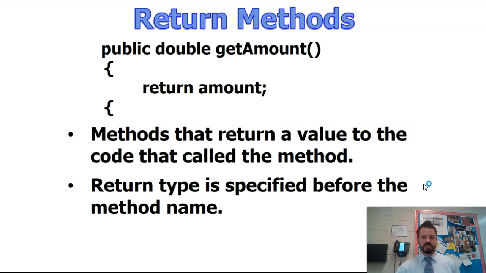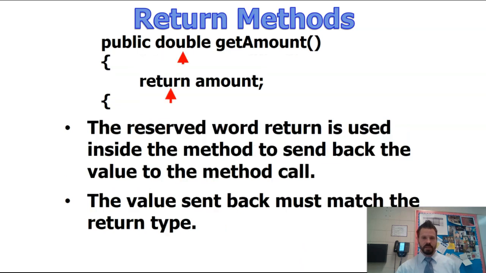And the return type is specified before the method name. So as in our signature, public double, meaning that this method is going to return a double. And then the reserved word return is used inside the method to send back the value to the method call. So we use return to end that method and send back whatever we want to send back. And the key here is that the value sent back must match the return type. So this amount must be a double if my return type's a double. Not going to be a big deal for us right now, but as we start writing our own classes, we need to make sure the two of these match.